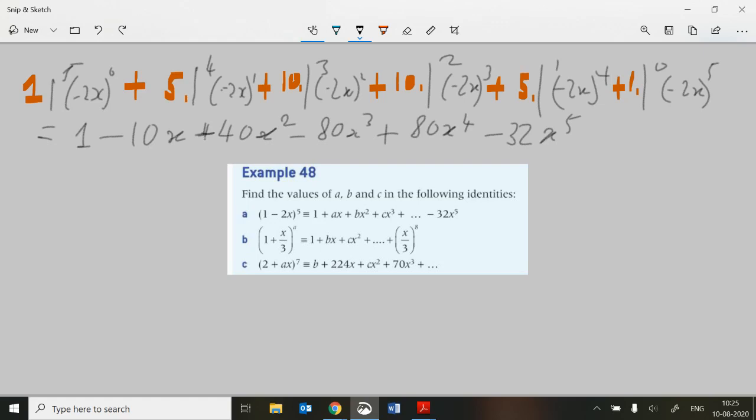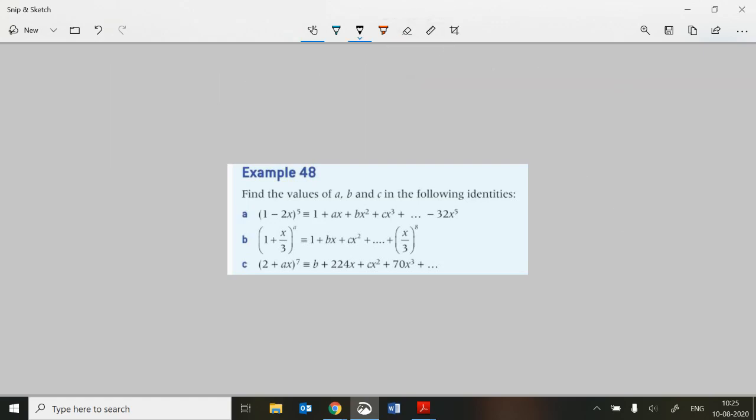And yeah, so we only really needed those 3 terms there. We also needed to state what A, B, and C are at the end. So A is minus 10, B is 40, and C is minus 80. Okay, right, good. So let's get rid of all of that.